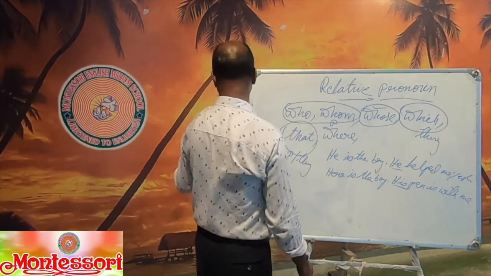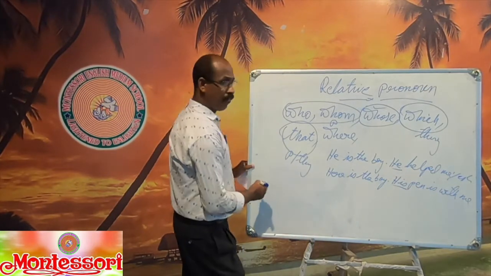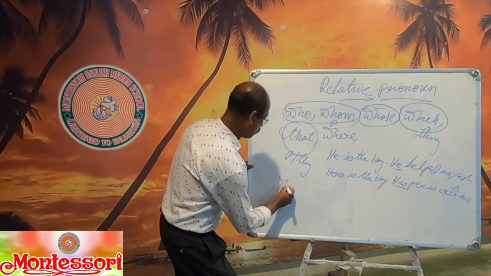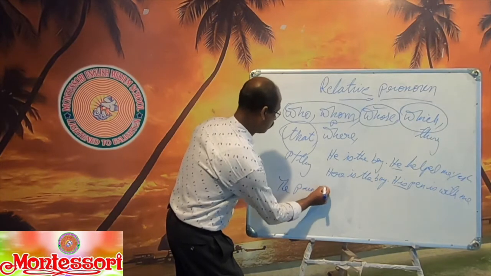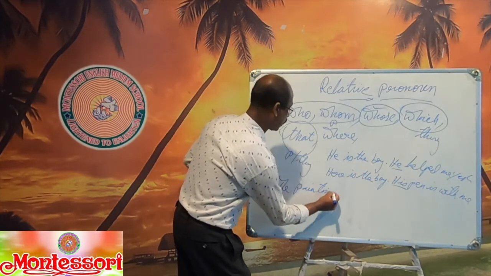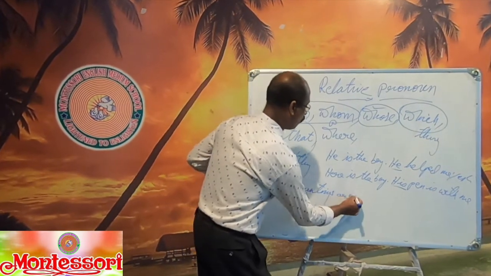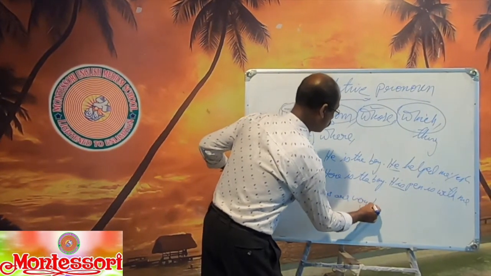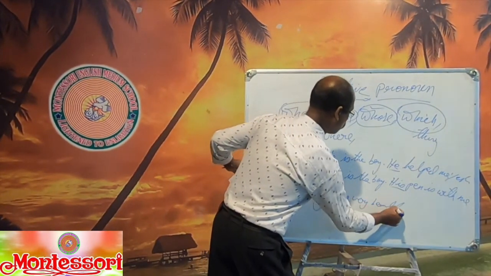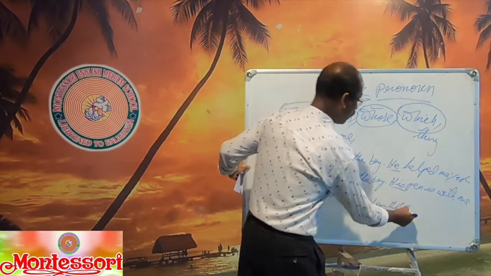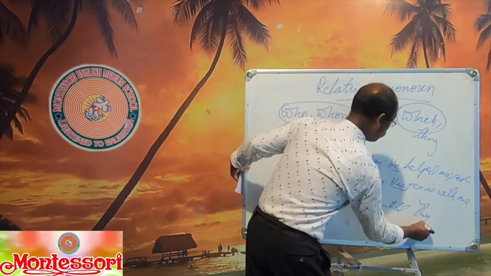Another sentence. The paintings are very beautiful. The paintings are, where are they? They are on the wall.